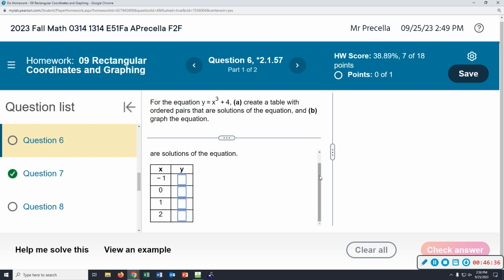Hey, are we going to have to make up our own x values? No, they're giving us the x values. Let me write out this table. We're going to have to plug in -1, 0, 1, and 2.